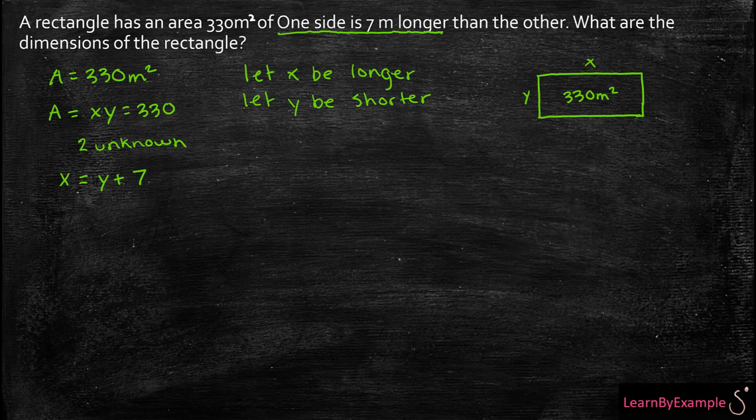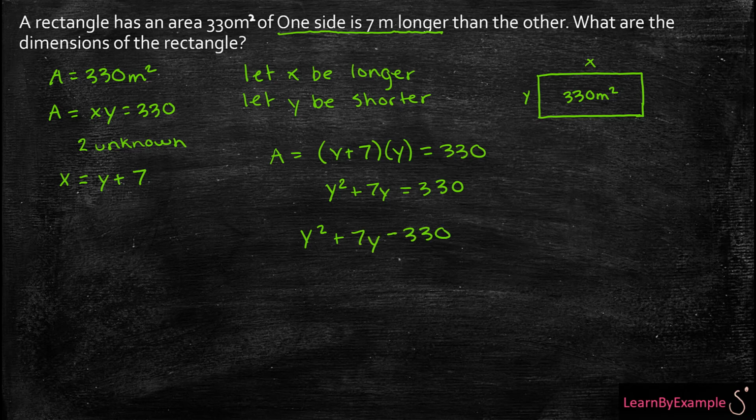Now we can sub this into our equation. This is our x, so we get a is equal to y plus 7 times y, which is equal to 330. If we expand this out, that's y squared plus 7y is equal to 330. We always want to change this into standard form so we can solve it, so we move the 330 to the other side: y squared plus 7y minus 330 equals 0.